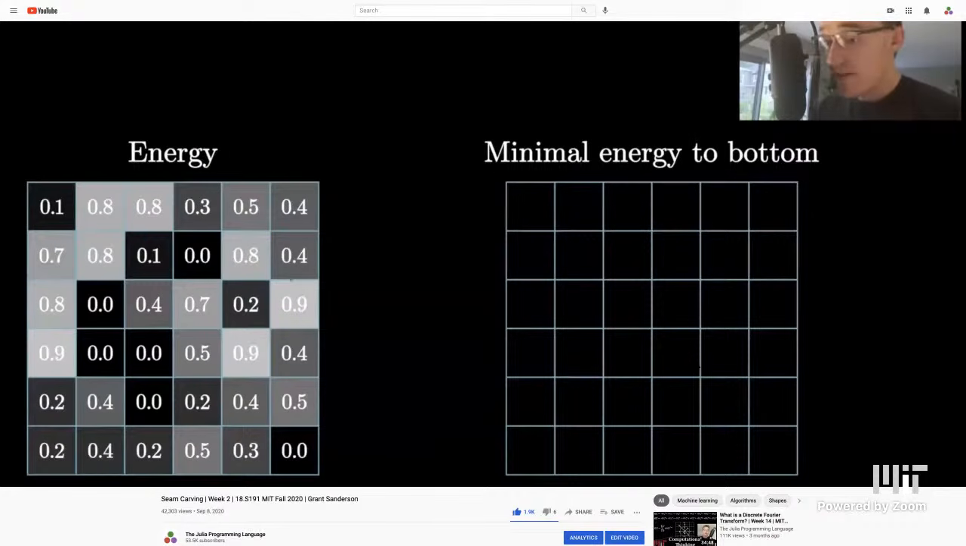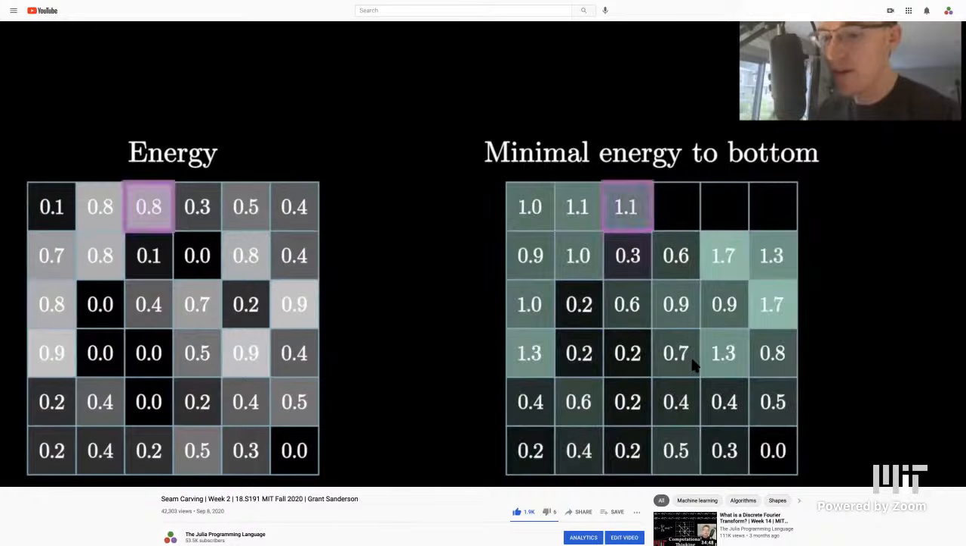So pulling up the very last animation here before we jump back to the notebook, I'm going to have that grid of values on the left. And for lack of a better term, some people often just call these values the energy. So we're trying to find a path of minimal energy. And on the right, the goal is going to be to populate this in a way where each value will tell us the minimum possible total energy of some path towards the bottom.